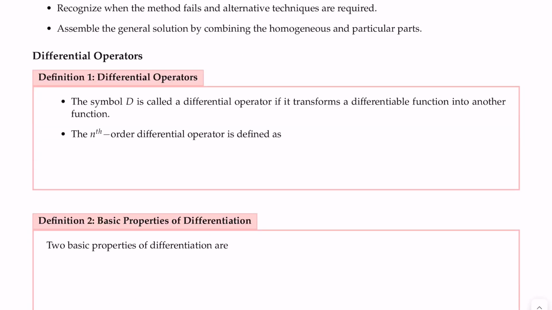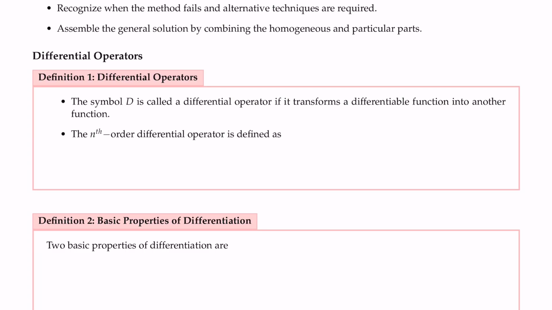So the first definition is called differential operators. You have seen this type of operator before, right? We just didn't form it that way. The symbol capital D is called a differential operator if it transforms a differentiable function into another function. Now, a differential operator can be thought of as the first derivative, the second derivative, the third derivative, and so on and so forth. Or in multivariable calculus, you can think of D as a partial derivative.